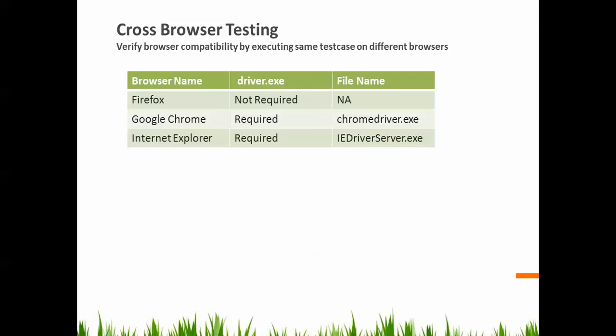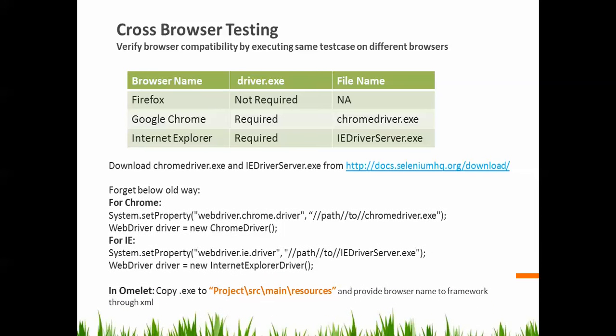Where can we get these exes? We can get chromedriver.exe and IE driver exes from the Selenium HQ download page. There you can get two different zip files for these two drivers. Extract those zip files and you can get the exes inside them.